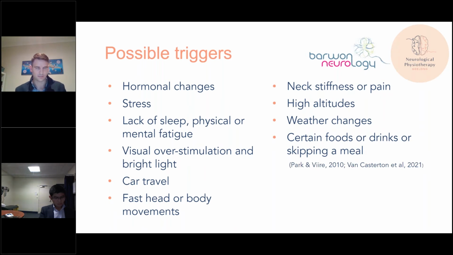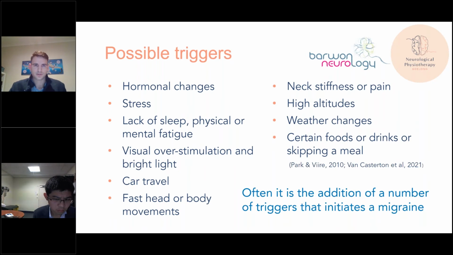Fast head and body movements, so that may be standing up really quickly or bending down. They're typically the fastest movements people do, but they may find that, say, they spun around in the kitchen quickly to check on something, and that's what triggered things from there. Neck stiffness and pain, changes in altitude, changes in weather, certain foods and drinks, as well as skipping meals is another trigger. Probably also worth mentioning that we've seen many people present with what seemed to be their first vestibular migraine after either the COVID vaccine or after COVID as well, but that has less published about it.